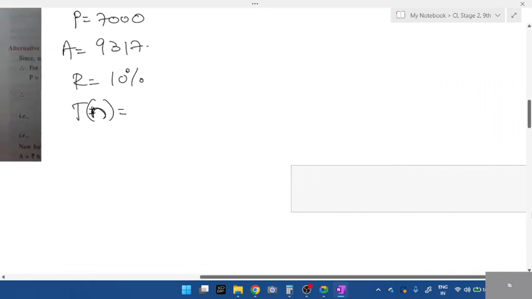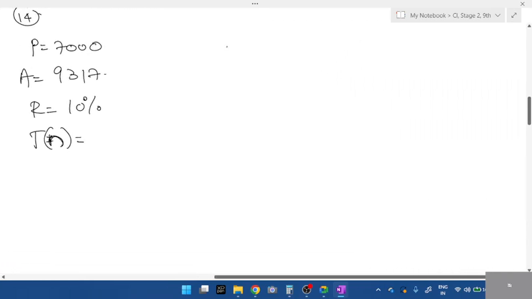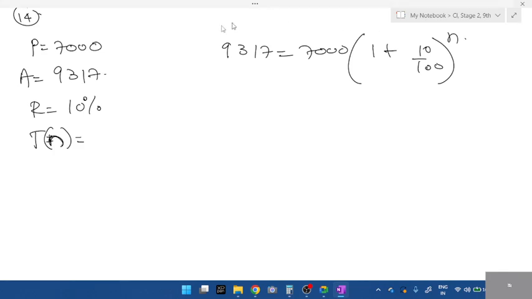So concentrate. Even this one is slightly different. It's an easy concept. If amount is given, use amount formula. What is amount formula? Amount is equal to principal 7,000 into 1 plus r, which is 10 divided by 100, to the whole power. What is given, students? N. We need to find n.